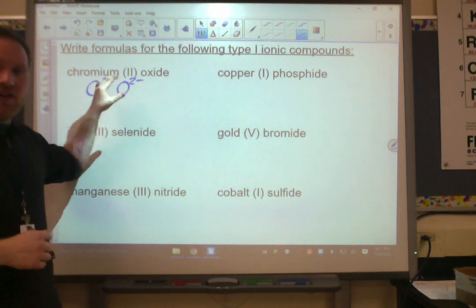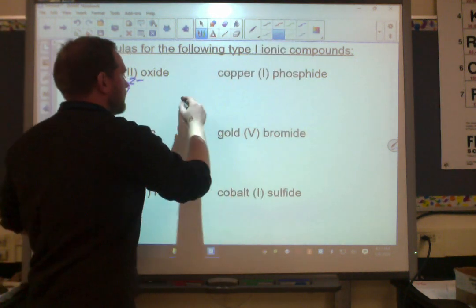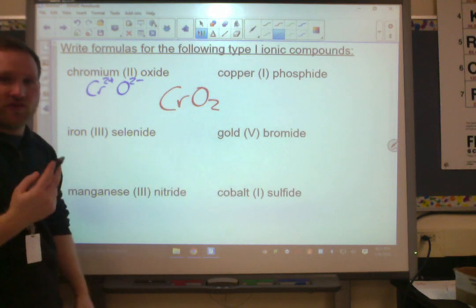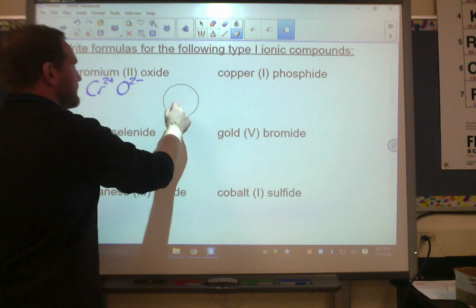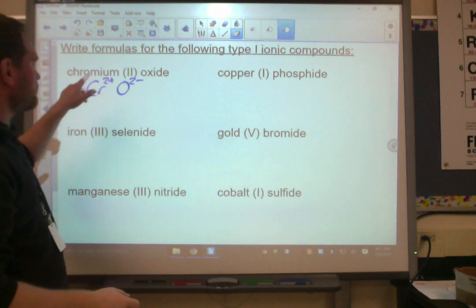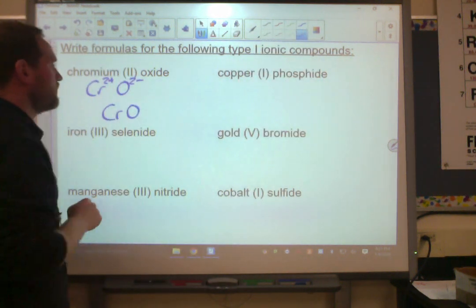Again, a common mistake that I see a lot is people see chromium(2) oxide and they very quickly write CrO2, because there's 2 of them. That is not correct. The Roman numeral does not mean the number of anions. It means the charge of the metal. So again, this one is going to be CrO.